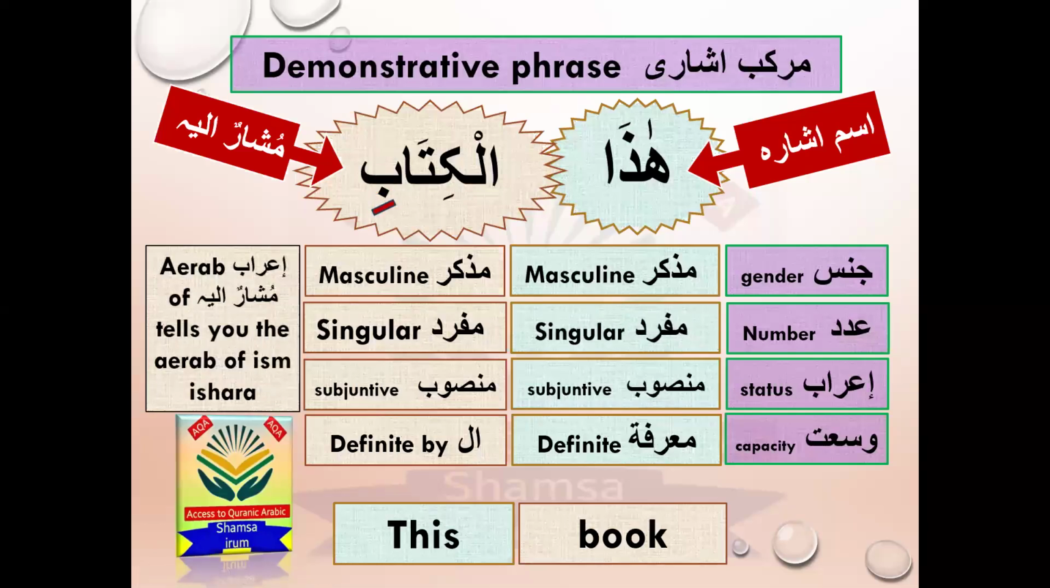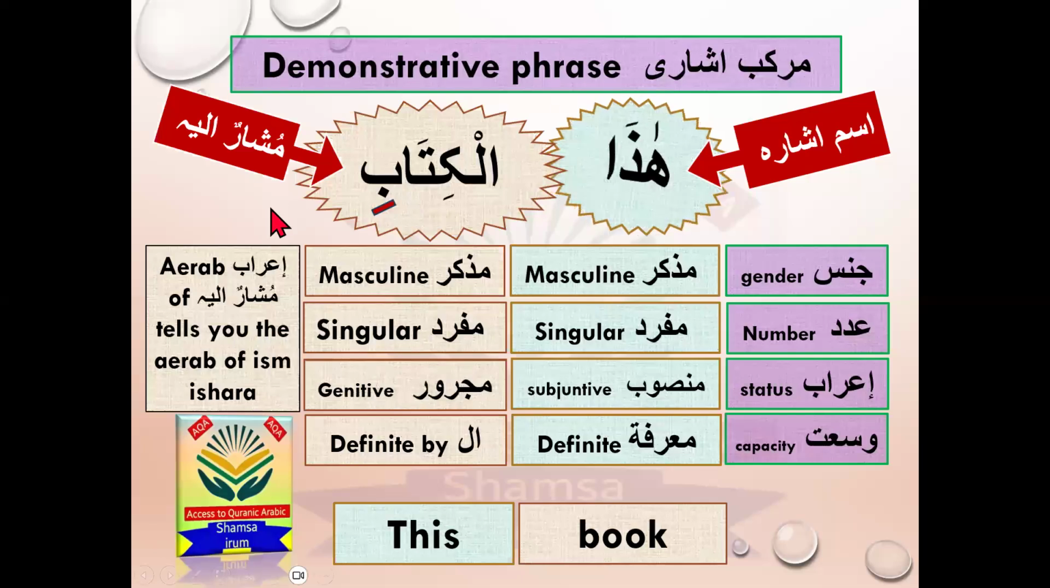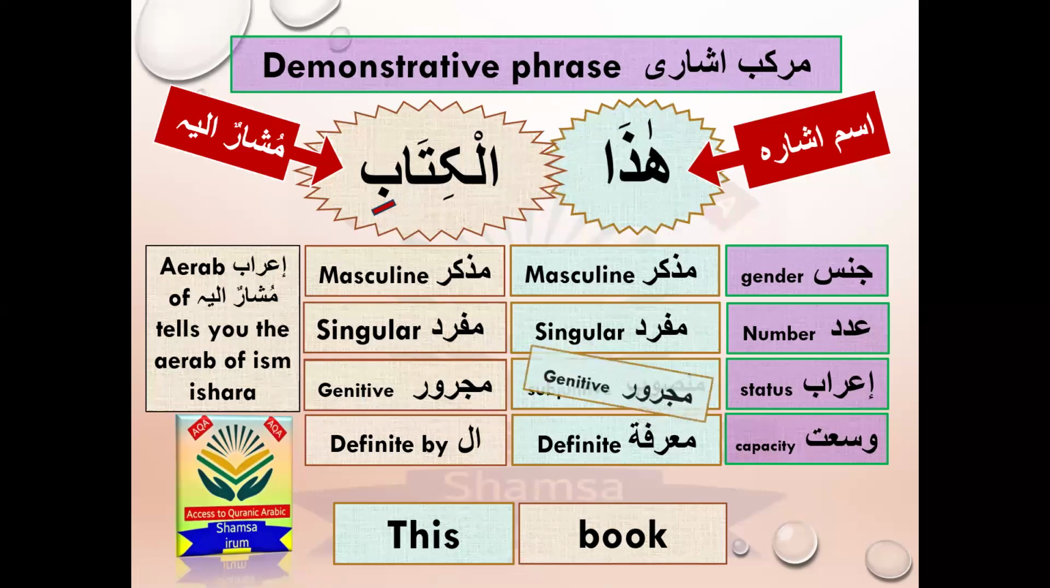If the musharun ilayh is majroor, so what is the irab for haza now? I hope you will say it is majroor as well. Look how easy it is. Look, it is mabni. It didn't change. Haza is still the same in rafa state, in nasab state, in jar state.